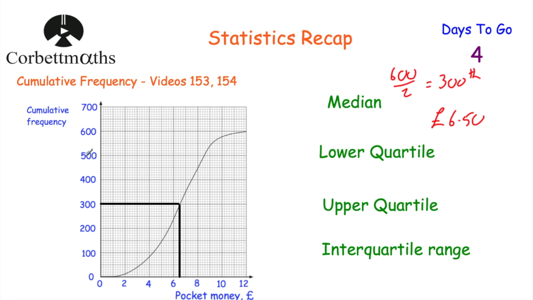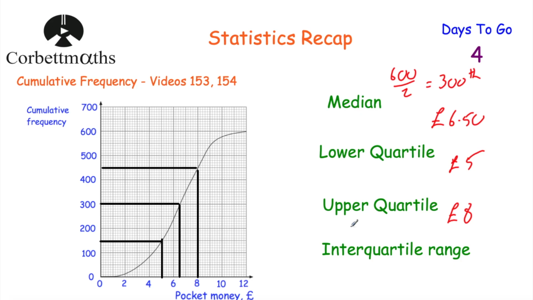The lower quartile, well, a lower quartile is a quarter of the way through the data. So you get 600, you divide it by 4, that's 150. So we go 150 across and down, and that'd be equal to £5. The upper quartile, well, you get 3/4 of the total frequency. So 3/4 of 600 is 450. So you go 450 across and down, and that's equal to £8.